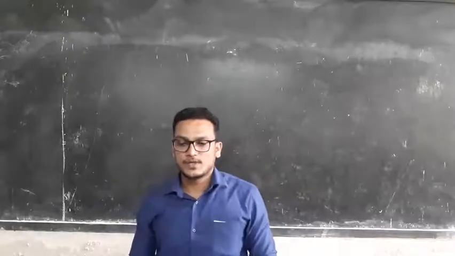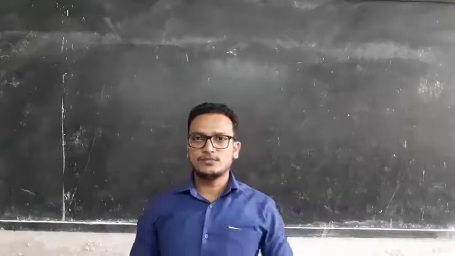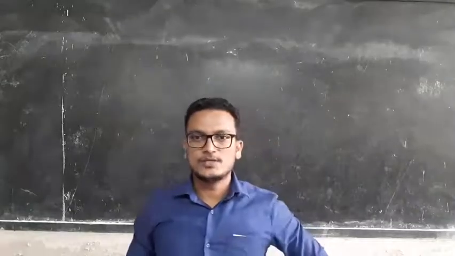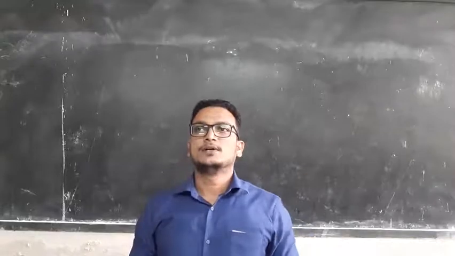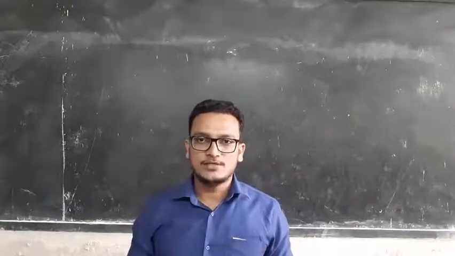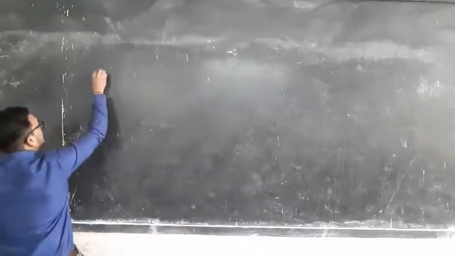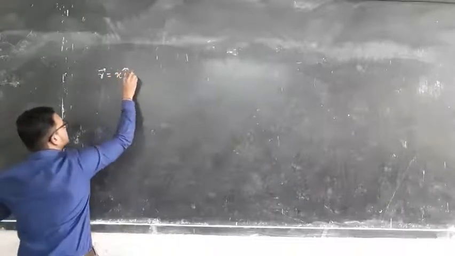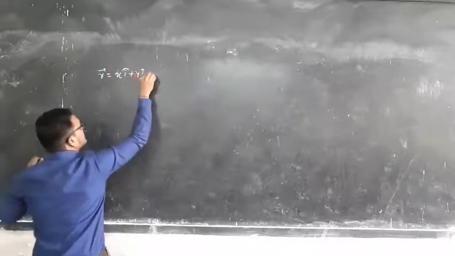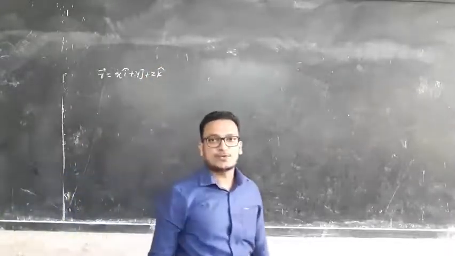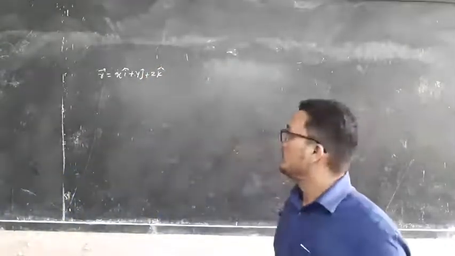Hello friends. So in the last class, the last concept we have seen is component form. Okay. So the component form means what? The vector you will get in the form of i, j, k terms. For example, suppose vector r is equal to xi plus yj plus zk. So this form is called component form.